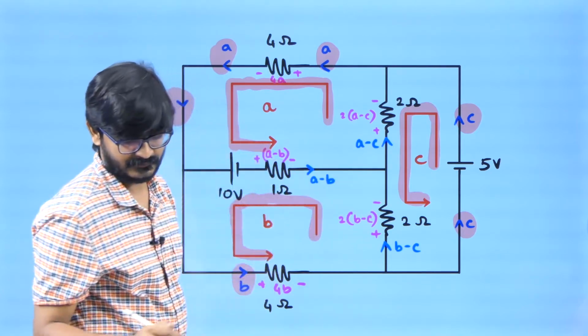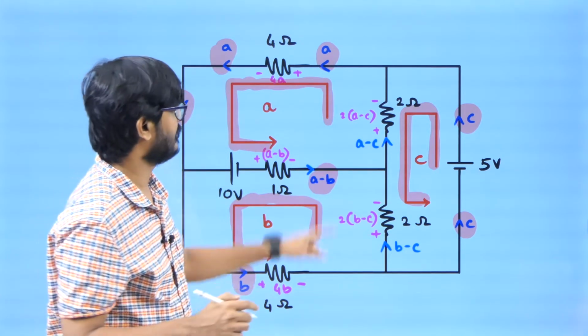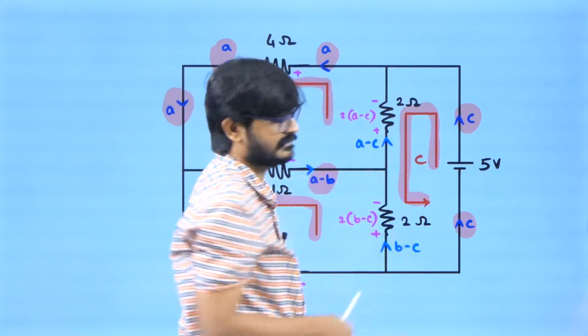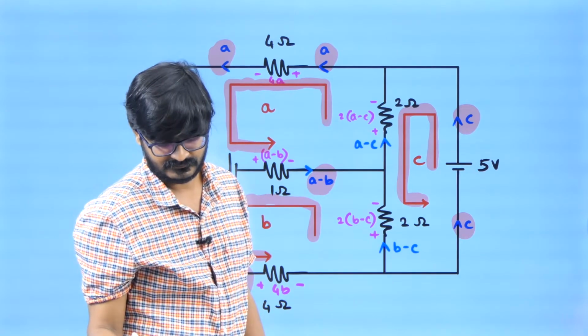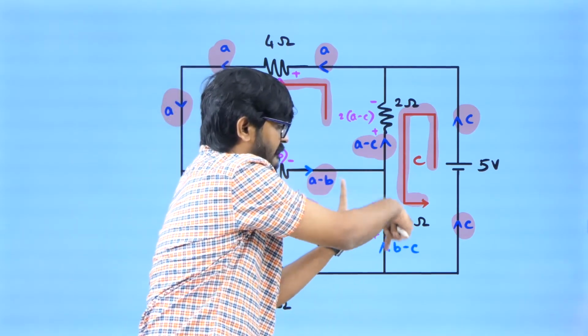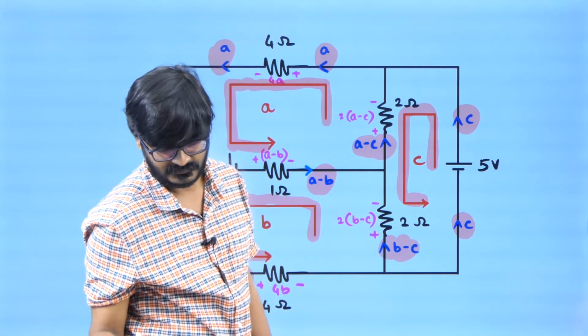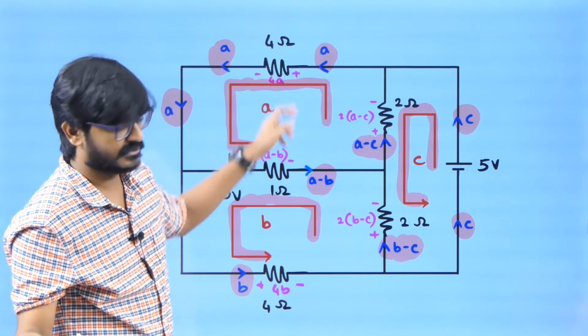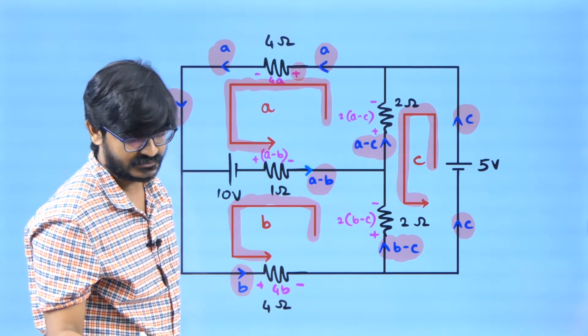A minus B. Now similarly, according to this loop, current has to be A, according to this loop, current has to be C, so A minus C. Similarly, according to this one B, according to this one C, B minus C. Now after doing this, what I will be doing is, current will flow from higher potential to lower potential, so I will be putting the symbols so that I can use KVL nicely.